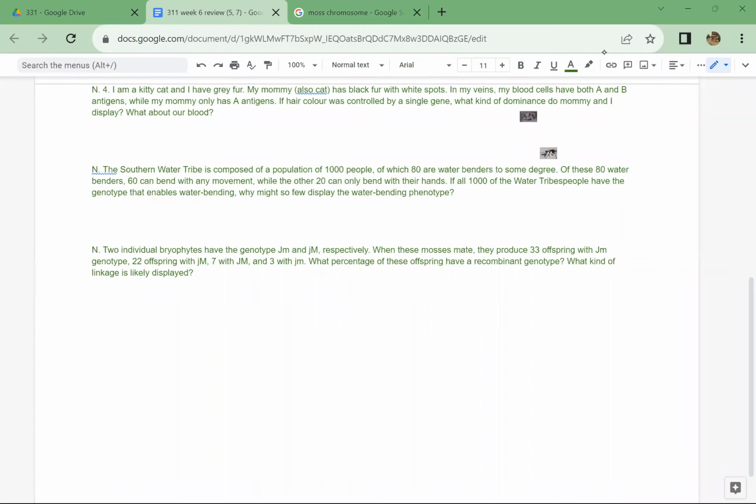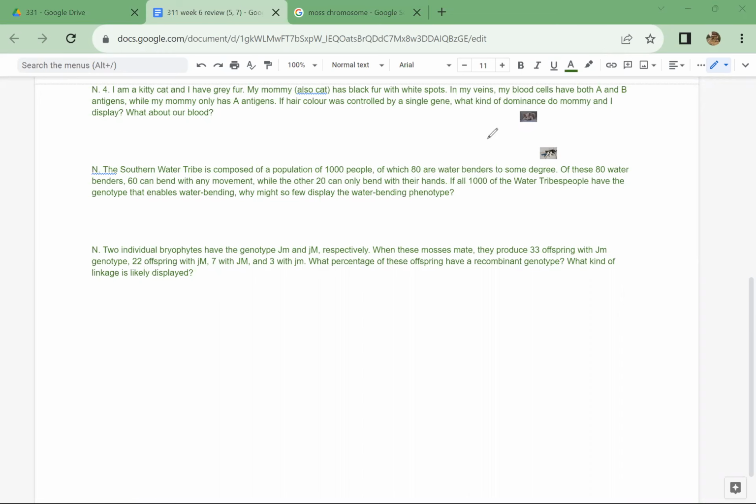So out of these 80 waterbenders, 60 of them, just like Katara and the master, can bend with any movement, be it their arms, legs, hands, or feet, while the other 20 of these 80 can only bend with their hands. So, interesting that they have a reduced or limited phenotype. If all of the 1,000 water tribes people have the genotype that enables waterbending, why might so few display the waterbending phenotype? Do we have any ideas?